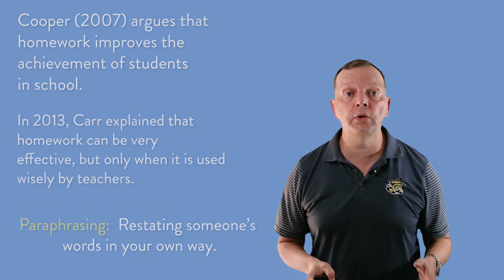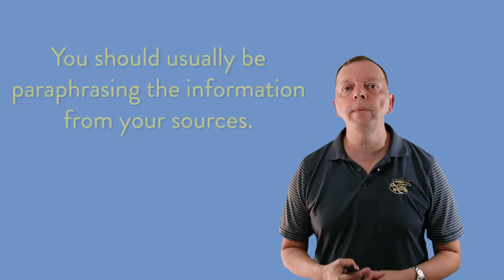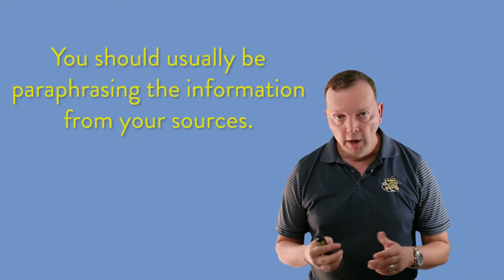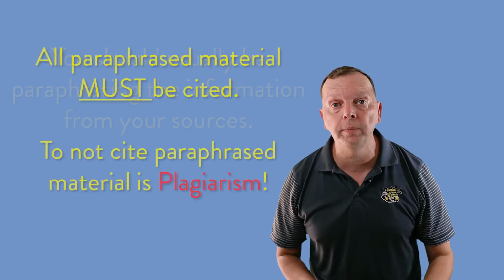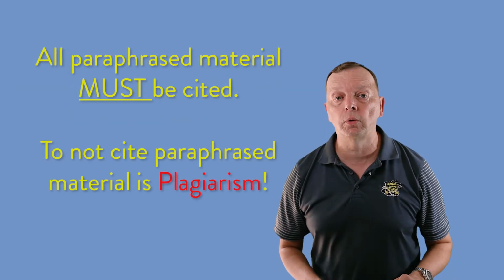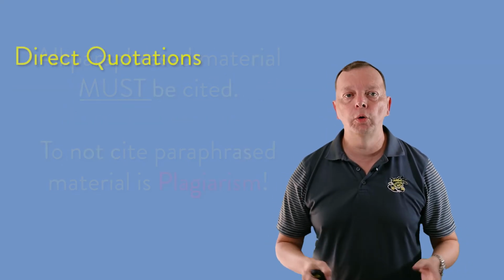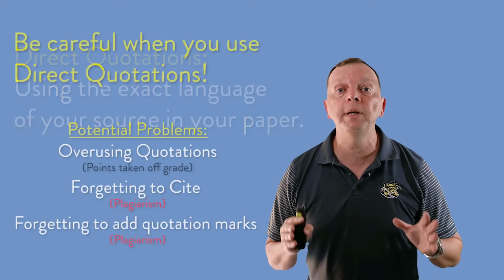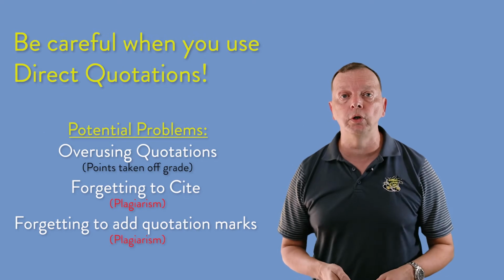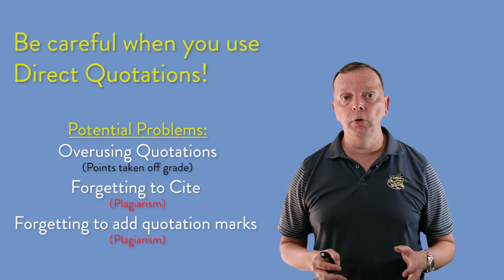Now, when you use sources in your paper, you should usually be paraphrasing that information, which is putting all that information into your own words while still attributing the ideas and the facts to the rightful source. Then there are direct quotations. This is when you use the exact words of an author. Now, I advise you to be extremely careful when you're using direct quotes. Many students way overuse direct quotes.